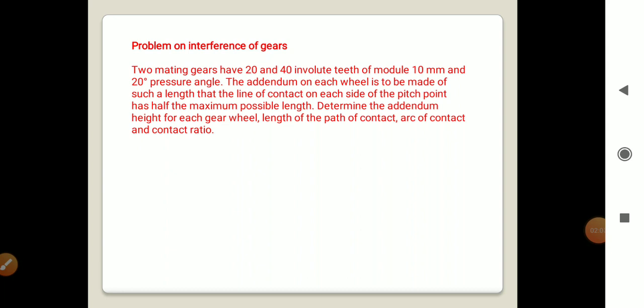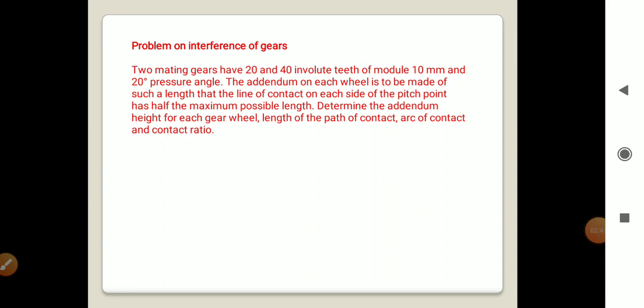Likewise, they asked that the addendum on each wheel be made in such a way that the length of the line of contact on each side of the pitch point is half the maximum possible length. Whatever the maximum length is, this will be half of it. Determine the addendum height for each gear wheel. That is the first finding. The second finding is the length of path of contact, and then arc of contact and contact ratio.